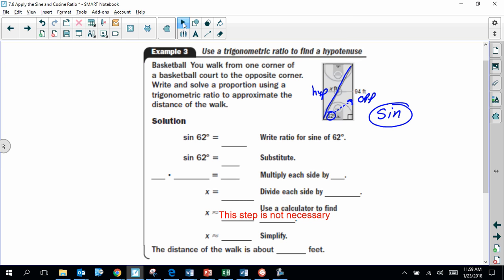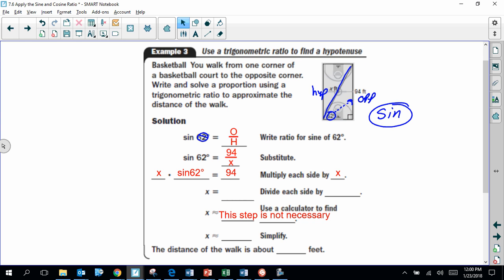So here we're going to set it up, and this should really say sine of theta is equal to the opposite side over the hypotenuse when we set up our ratio. Then we substitute our numbers, so we substitute 62 for theta, and 94 and x for the opposite side and the hypotenuse. Multiply both sides by x to get it out of the denominator, and I'm going to end up with x multiplied by the sine of 62.